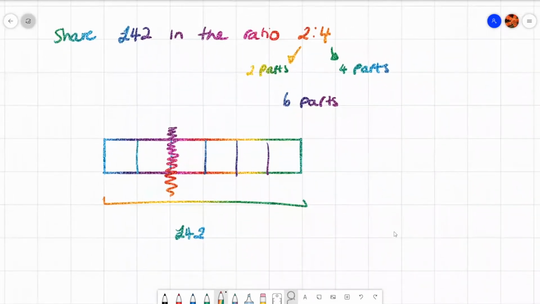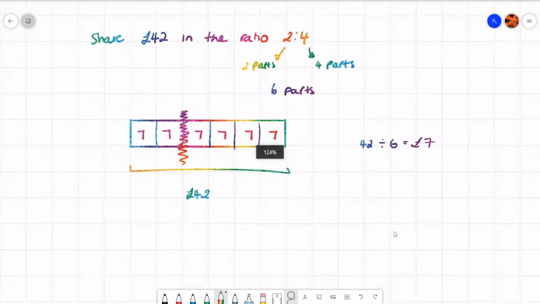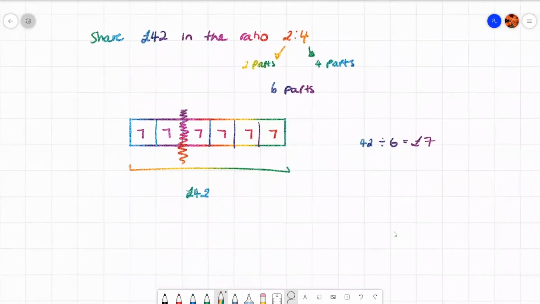So how will I work out what 1 part is? I'm going to do 42 divided by 6 because I've got £42 and they're being shared into 6 boxes, you could say. That gives me 7. So that means that each box is 7. Okay, now I can work out how much is each. So the 2 parts one is £14, isn't it? Because 7 and 7. And the 4 parts, you could either do 7, add 7, add 7, add 7, or just 7 times 4, which is 28.